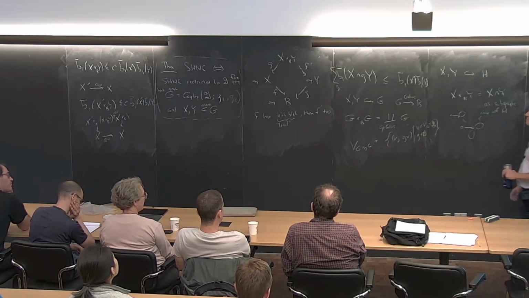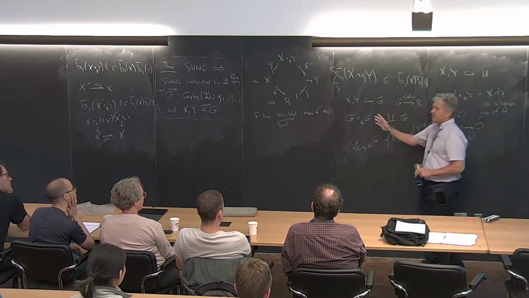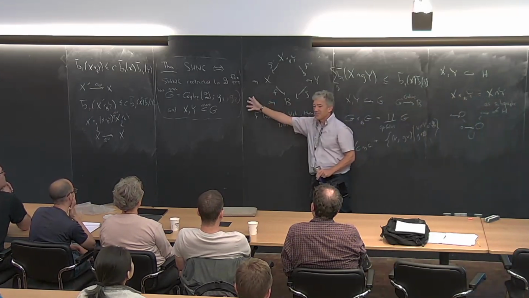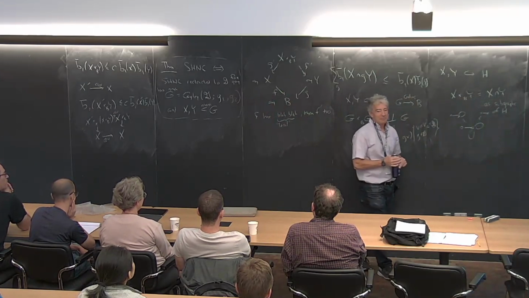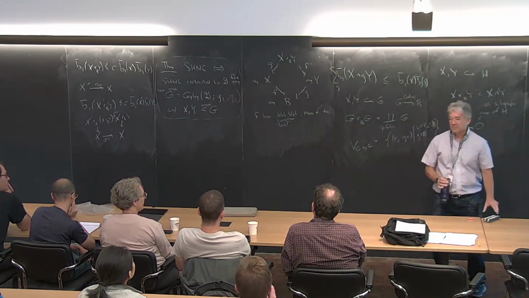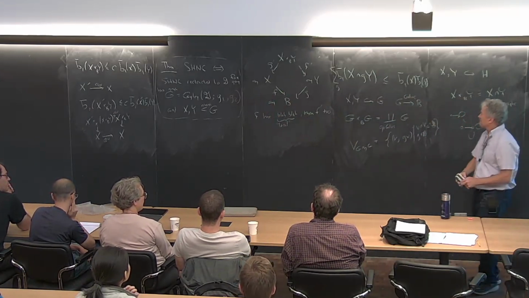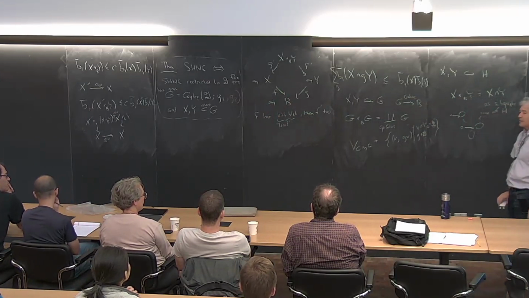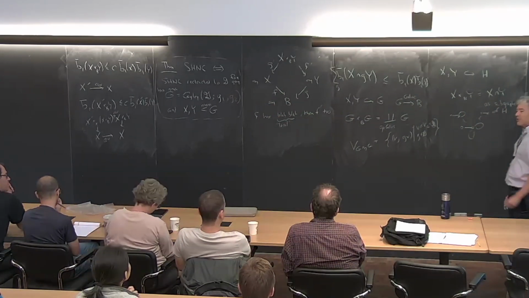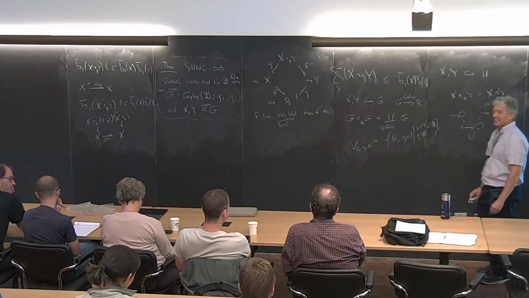When I talk about the Hanna Neumann conjecture, I usually skip all of this and just say, let's start here. But any other questions before we proceed to Dohan's questions about sheaves?